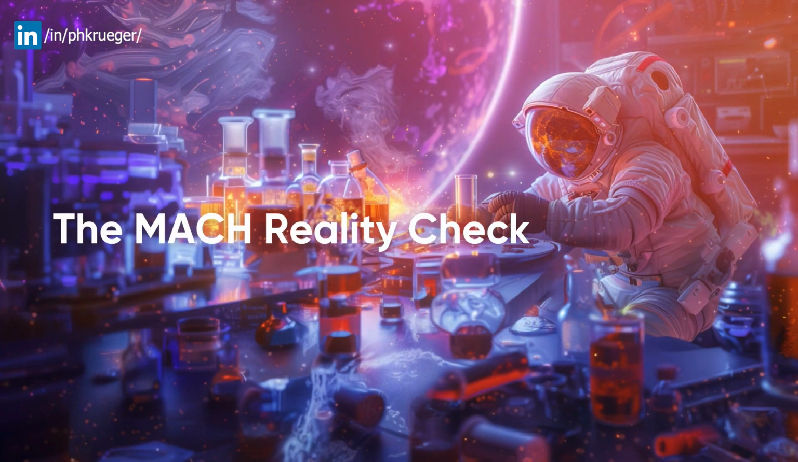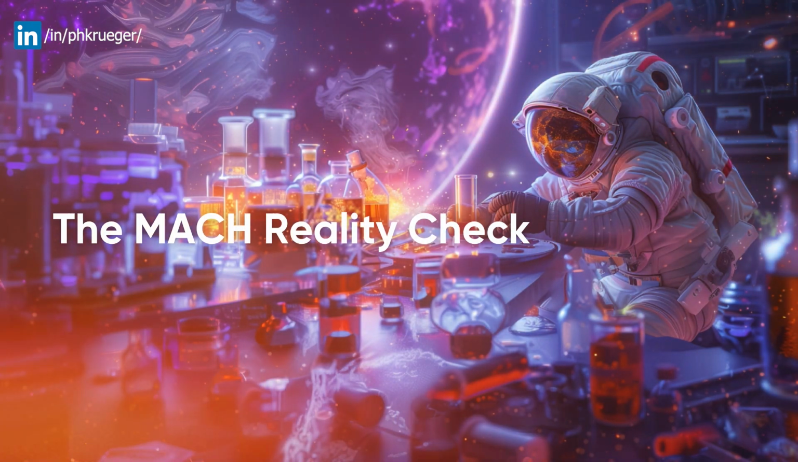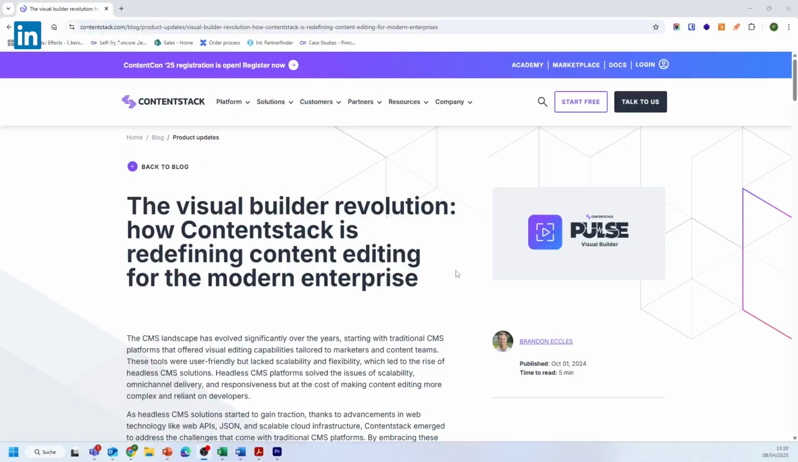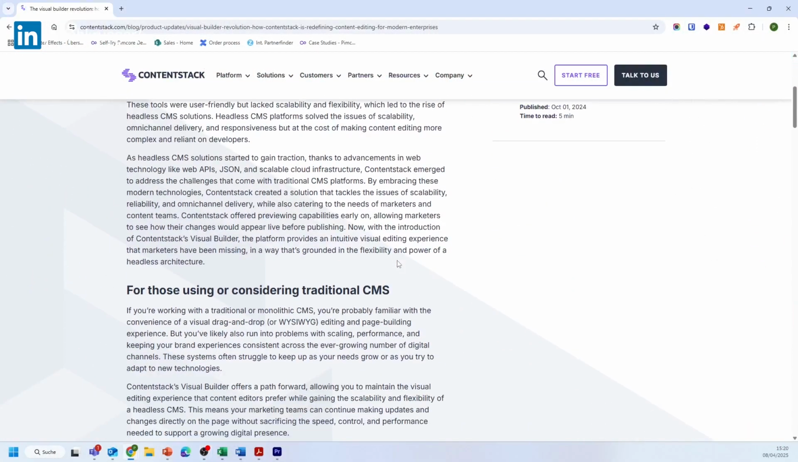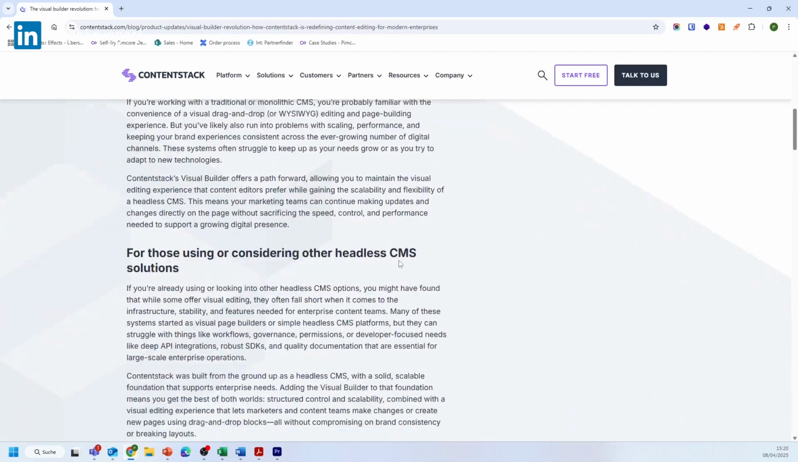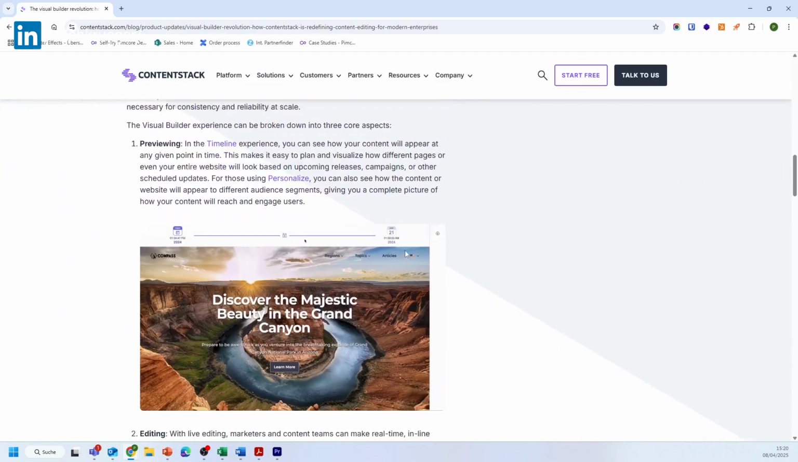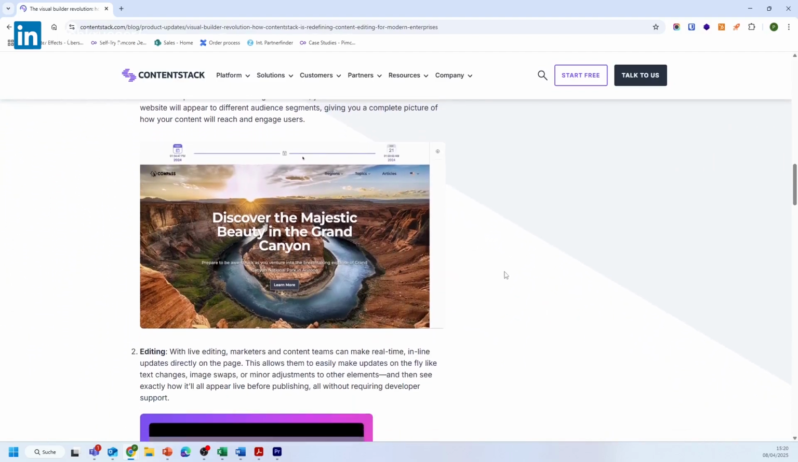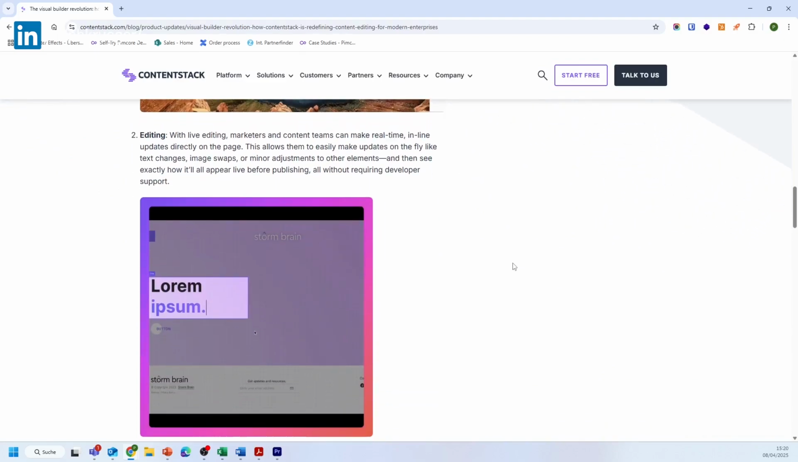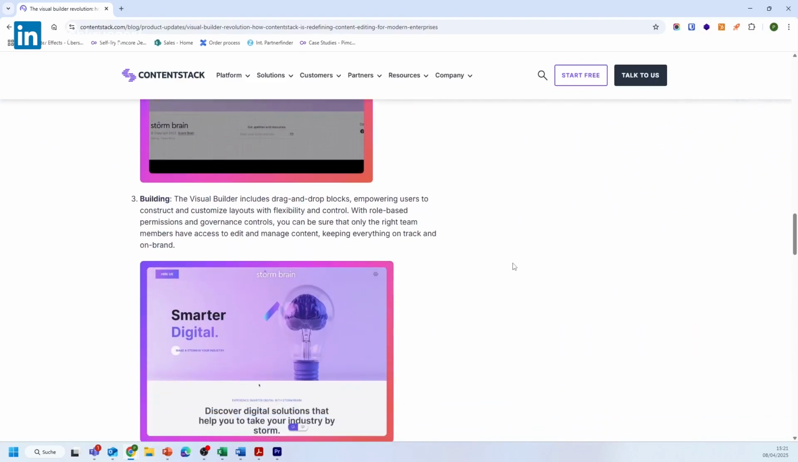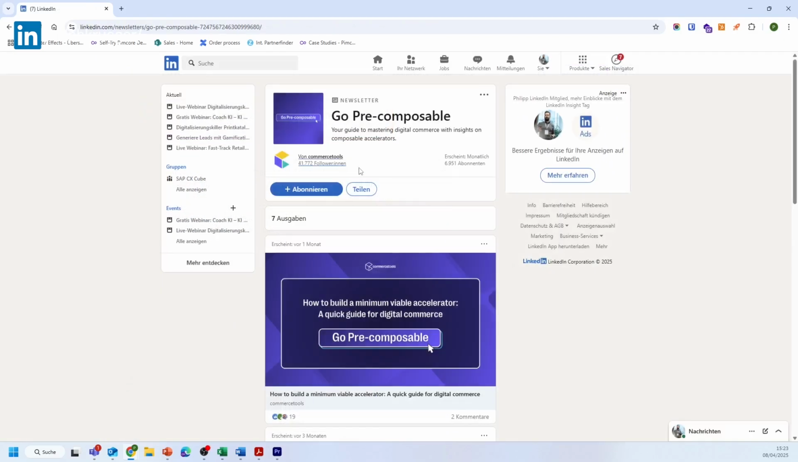Even the MACH darlings are having second thoughts by now. Let's start with Contentstack, for example, one of those OG headless CMS platforms. In 2024, they rolled out a full what you see is what you get editor, which is great, but also kind of hilarious, because that's exactly what headless was supposed to get away from. It's like a vegan restaurant proudly adding steak to the menu.